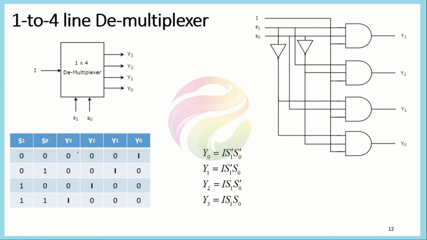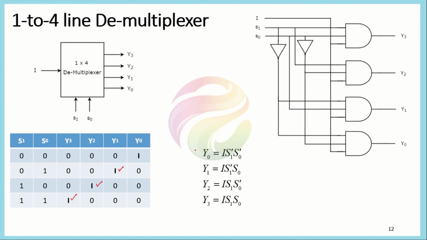Say when both of them are equal to 0, then we are connecting the output y0 to the input I. When we have selection line combination 0 1, then we are connecting y1 to the input. And similarly, when we have the 1 0 combination at the selection line, then we are connecting y2 to the input. And when we have 1 1 in the selection line, then we are connecting the y3 output to the input.